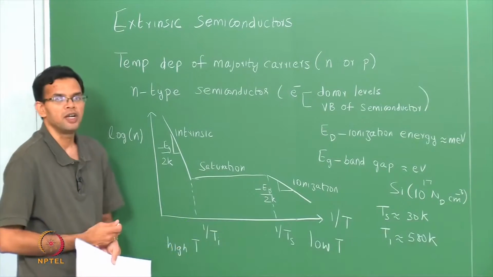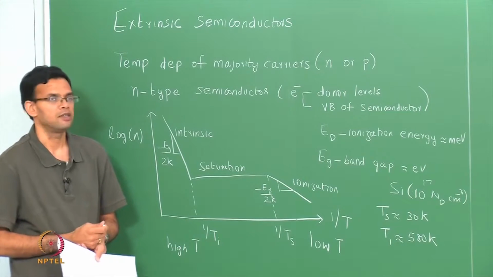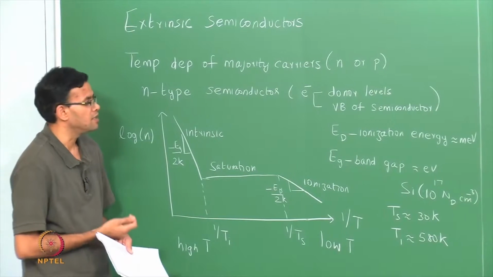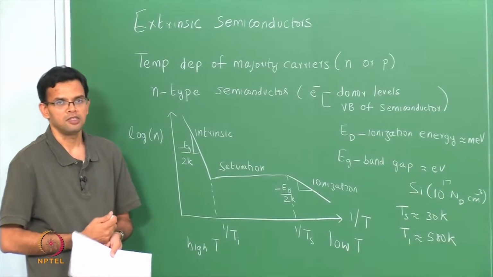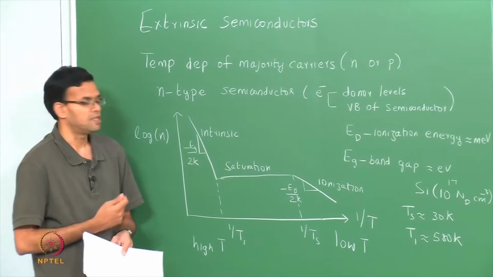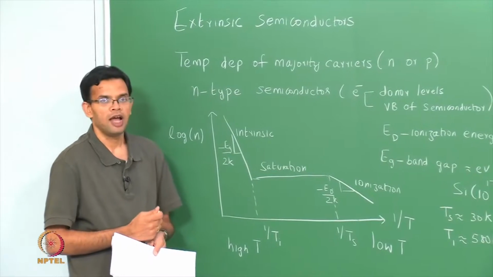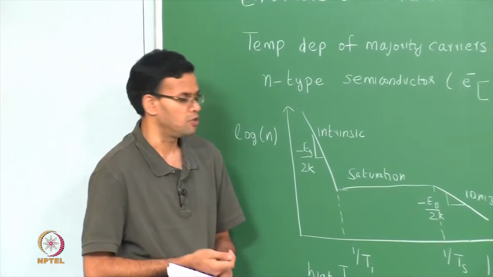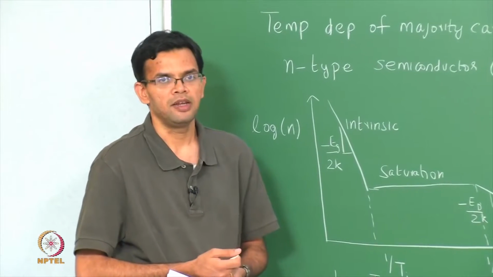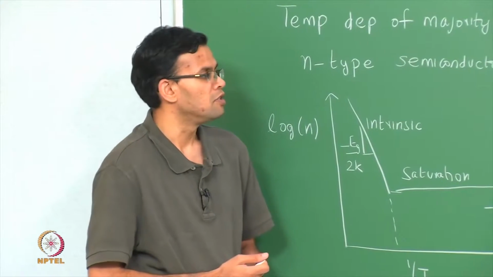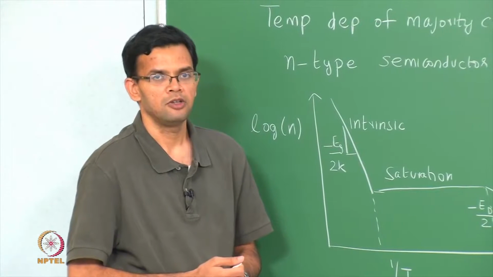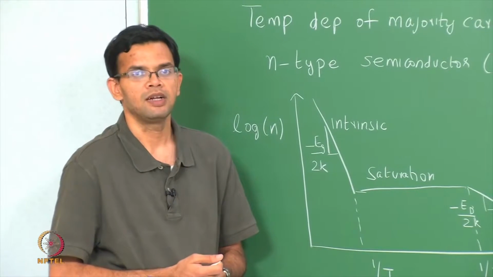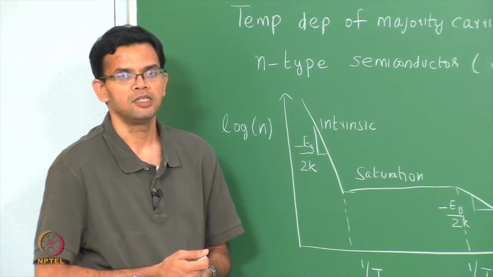So, we have two advantages if we dope semiconductors. The first is that the conductivity increases because the carrier concentration increases, but secondly, we also have a regime where the carrier concentration is almost a constant and is independent of temperature. So, today we will go further and talk about conductivity in the case of an extrinsic semiconductor and how that depends upon temperature.